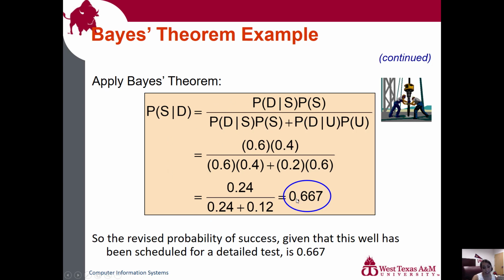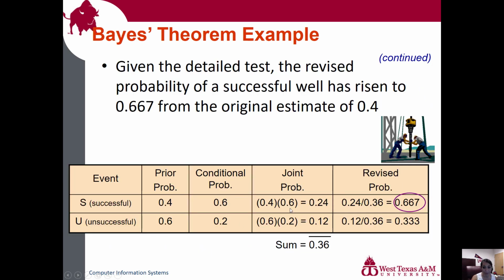If you plug all of this into this equation, you'll get 0.667. And again, Bayes' theorem looks at the revision of initial probability due to new information. So given that this well was scheduled for a detailed test, the probability of success is now 0.667. Again, we had estimated that the success was going to be 0.4, but because we had that new information, we were able to update our probability.